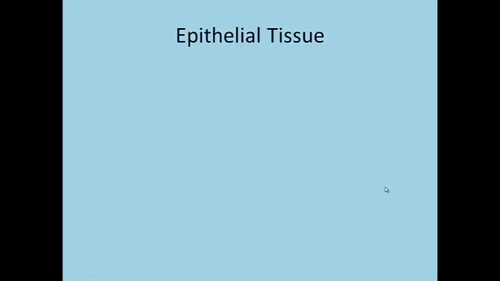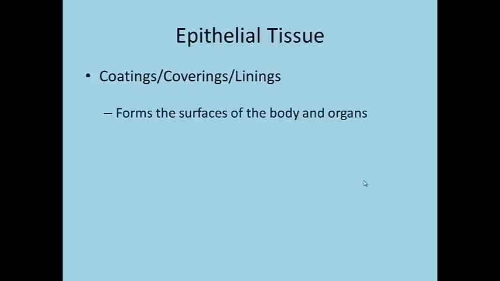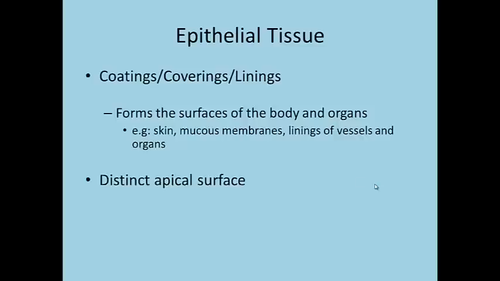The first type of tissue we're going to talk about is epithelial tissue. And this is the coatings, the coverings, the linings, basically the surfaces of the body and all the organs. So it's going to be coating pretty much everything in the body. And there are plenty of examples of this, like the skin and the mucous membranes protecting the body from the environment. There's also the linings of the blood vessels and of the hollow organs as well.